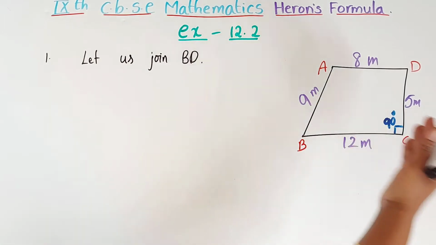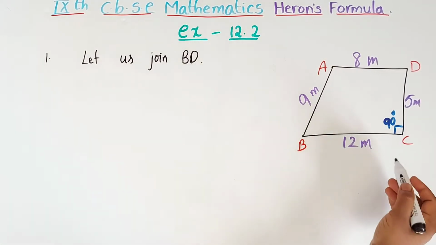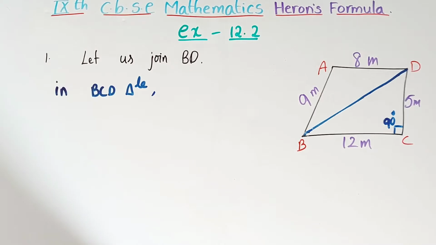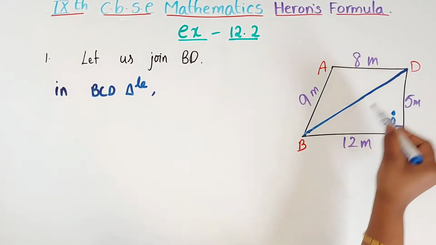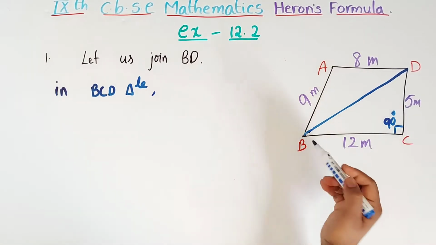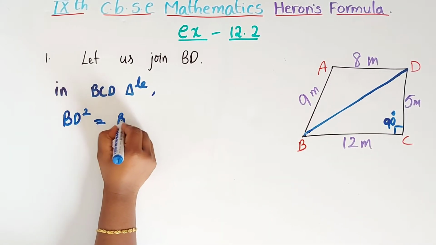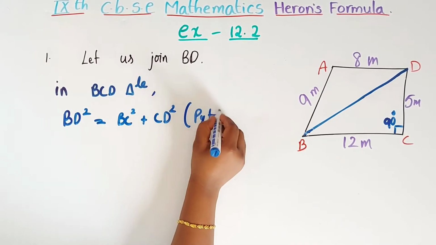The park is in the shape of a quadrilateral, right? They have given the sides also and C they said 90 degrees. Now we have to join this line BD children. Now check BCD triangle. In BCD triangle, can we write BD square equal to BC square plus CD square using Pythagoras property?